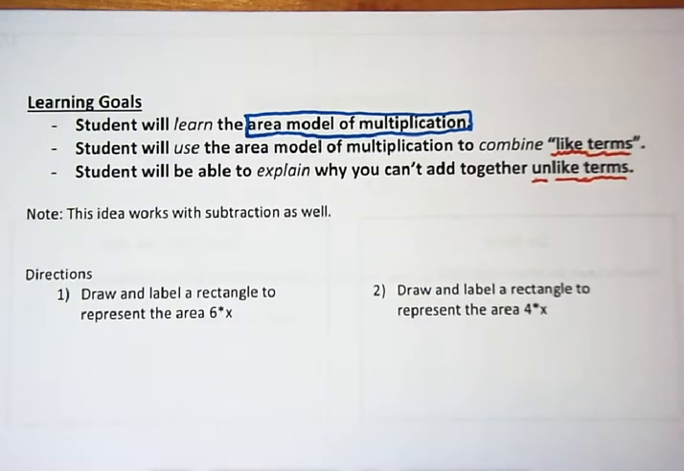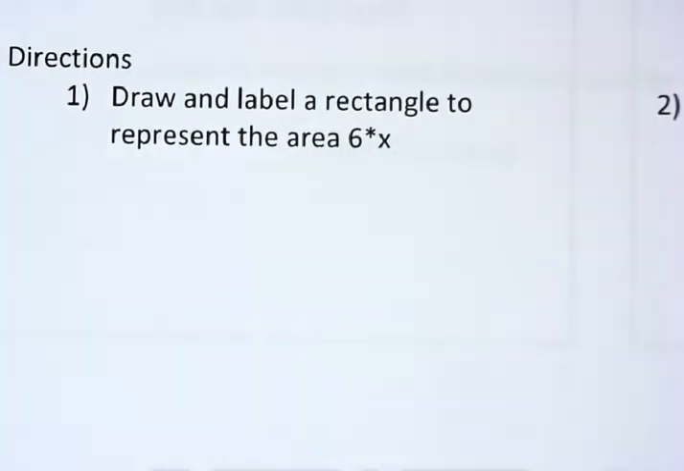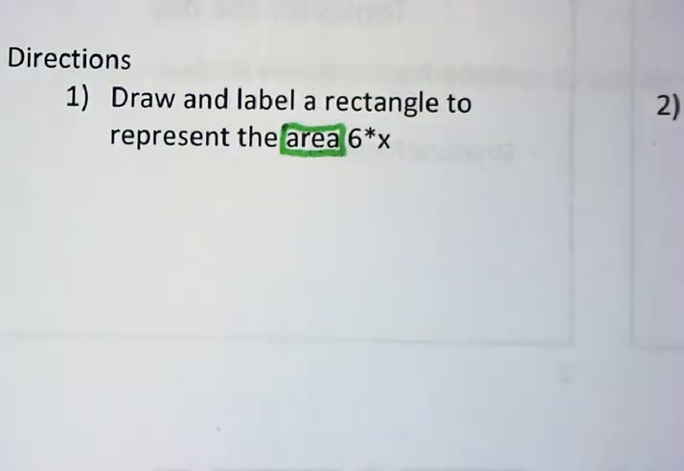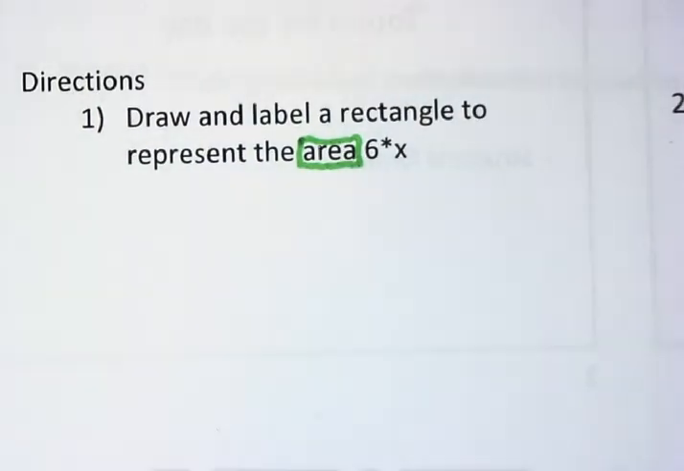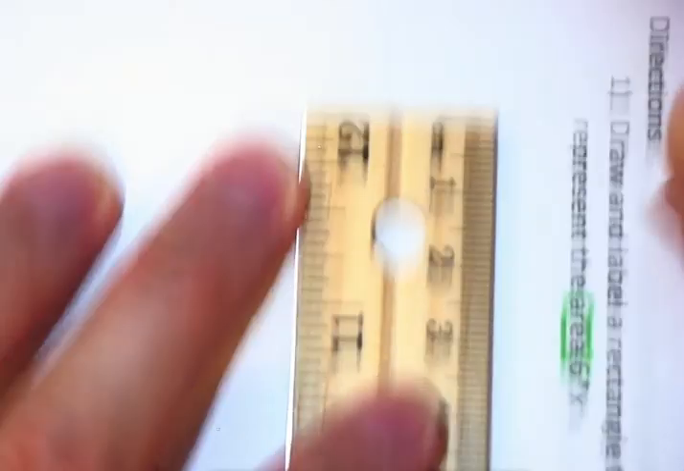So, first, I want us to draw and label a rectangle that represents this area right here, 6 times x. So I'm representing that area, 6 times x. So we know that area is a side times a side. So sure, to represent 6 times x, let me make this 6 long.